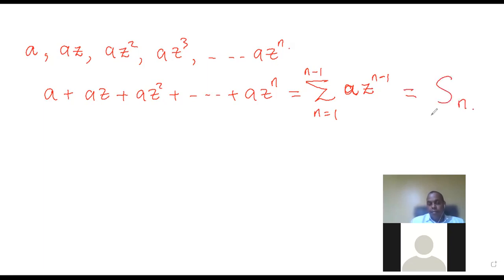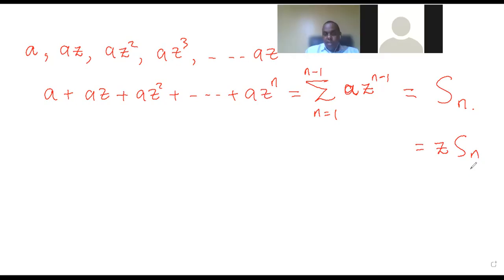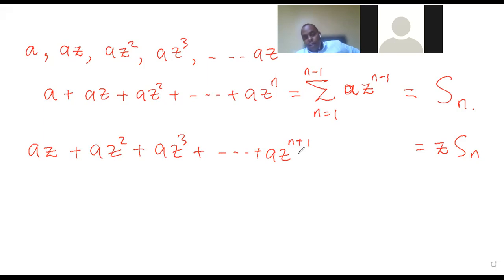Okay, so this is the sum that we are calling Sn. Let's multiply everything by z. So let's multiply this by z. Z multiplied by Sn. So it's going to be a times z. The a will become az, right? The az becomes az squared. Az squared, az cubed, up to az to the n plus 1.